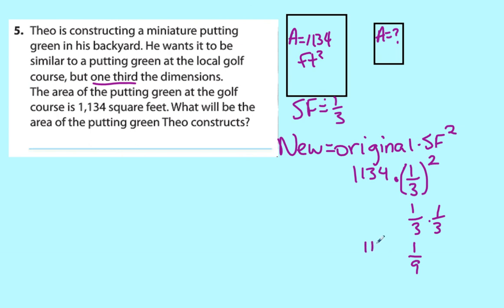This is still 1134. We can put this over 1. We're multiplying. I'll do the hard work for you. 1134 times 1 equals 1134. 1 times 9 equals 9. And I'll let you do the easy part. You just divide that and then throw feet squared at the end, and you'll have your answer for this one.